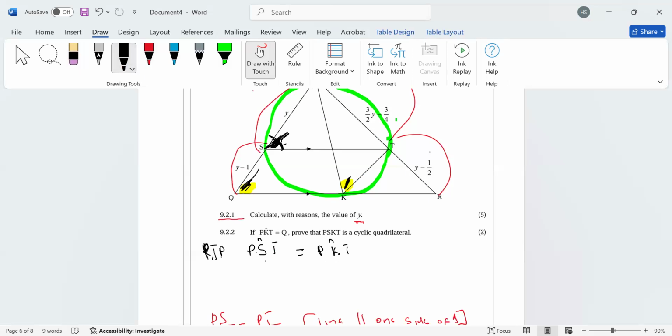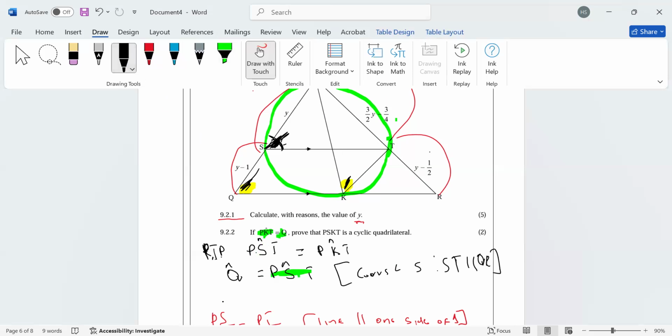Okay, sharp. So angle Q equals angle PST, and the reason behind this is because we have corresponding angles, because ST is parallel to QR. Parallel lines. And then we know Q, which is proven. So we have this angle equal to Q, and this one is also equal to Q. So these two are now equal.